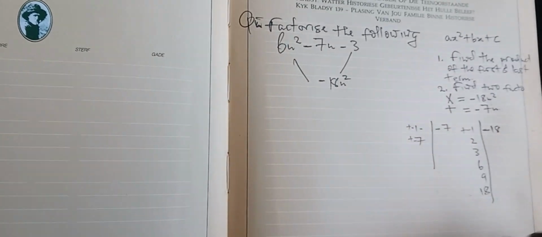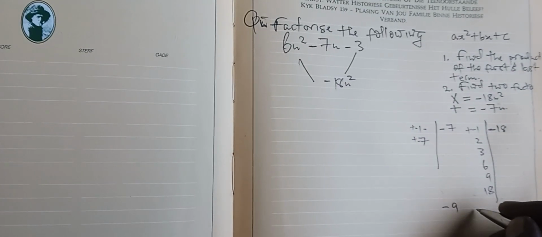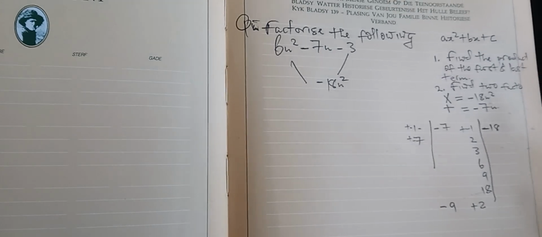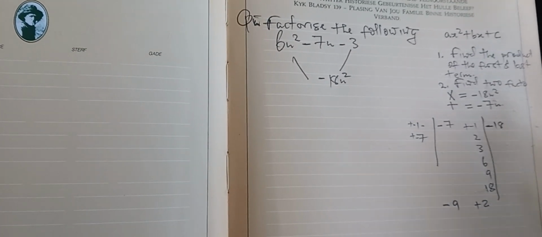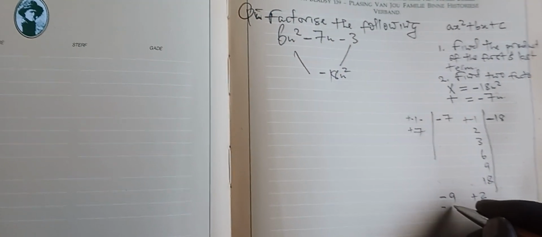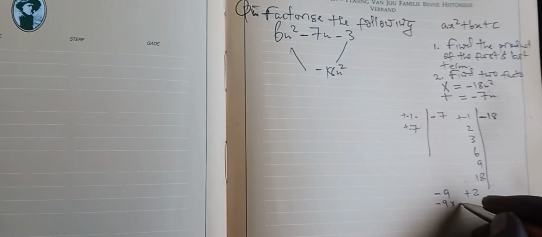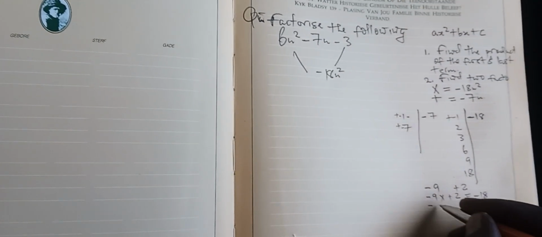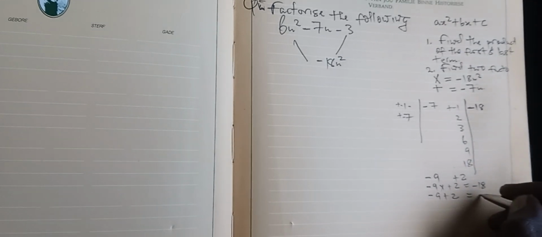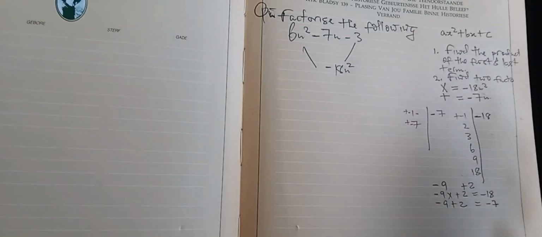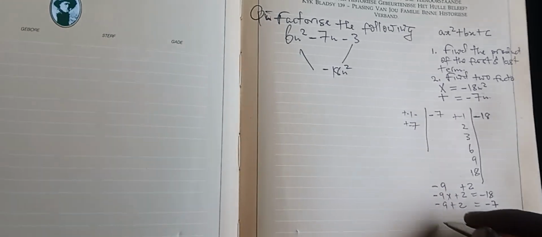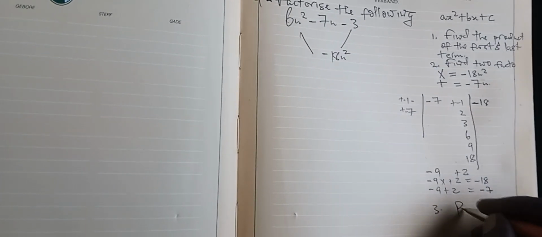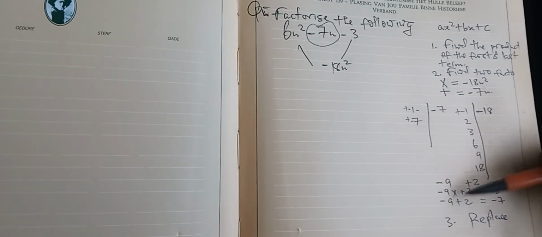And out of these numbers, if we take minus 9 and a positive 2, these are factors that are going to give us the result that we want. If we say minus 9 multiplied by positive 2, we're going to get a negative 18. And if we say minus 9 plus 2, we're going to get minus 7, which gives us the next step, which is to replace the middle term with these factors that we have found.